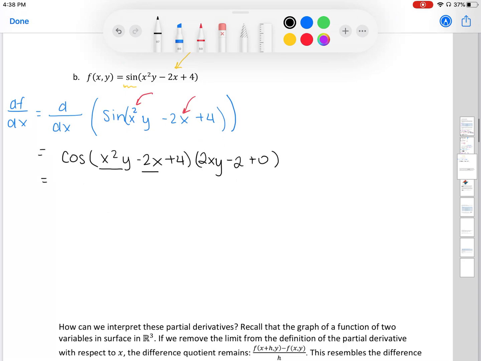If we clean it up, we get 2xy minus 2 times cosine of x squared y minus 2x plus 4.